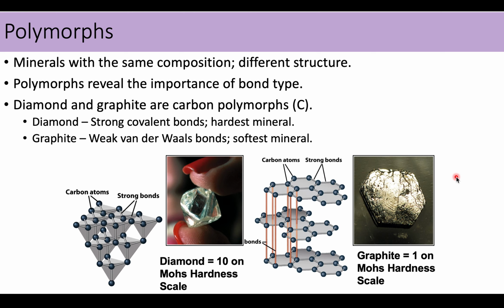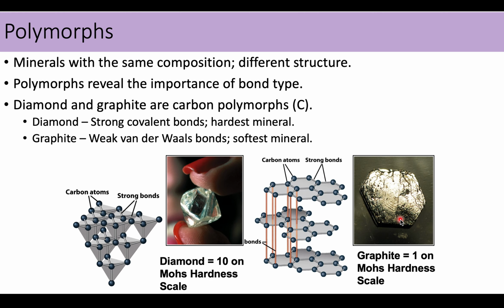So one thing to start with is what we call polymorphs. Polymorphs are two different minerals that have the same chemical composition, but a different atomic structure. So a polymorph really shows us the importance of the way that minerals are structured. For example, diamond and graphite are polymorphs.